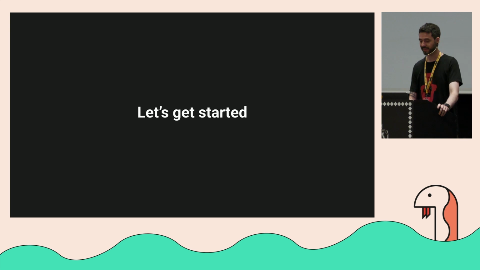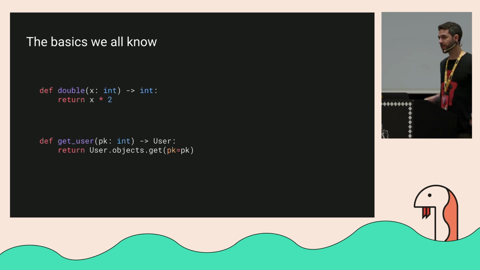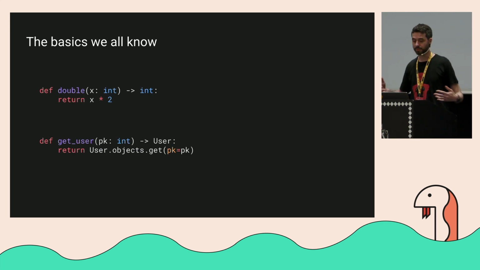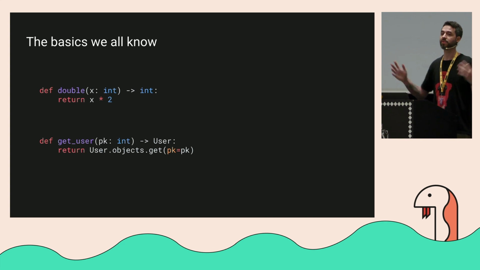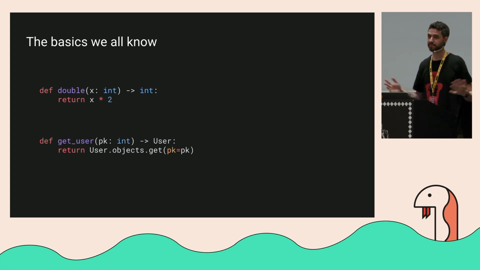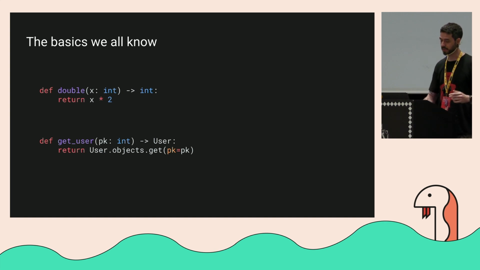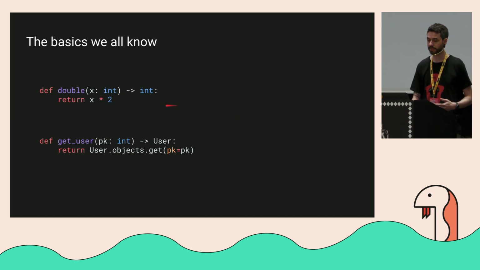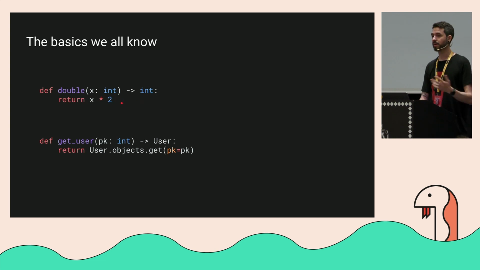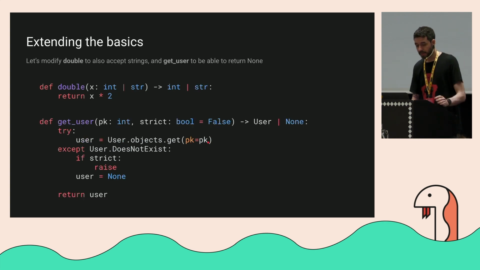So let's get started. I'm not going to go too much into the basics. I think we are all familiarized with the basics nowadays. But let's just start with a basic example in here. So very simple example. We have a double function, takes an int, makes it times 2, and returns an int. Get user takes a primary key, returns the user. So far, so good, right?